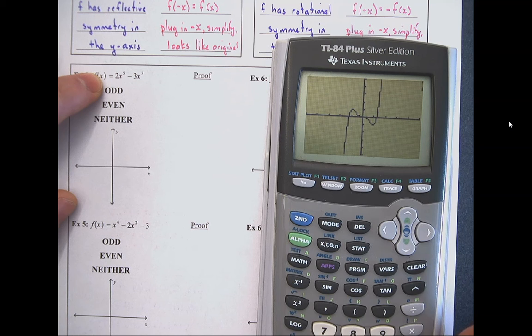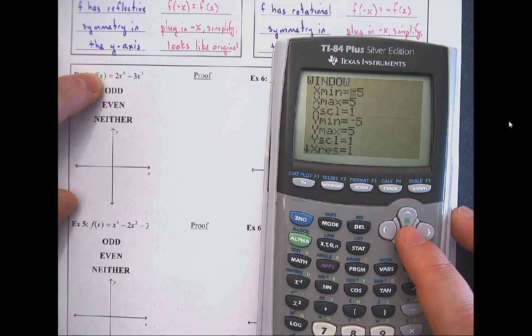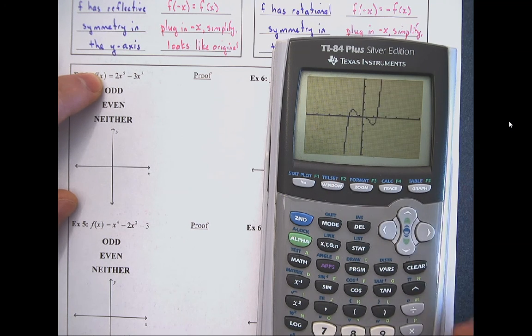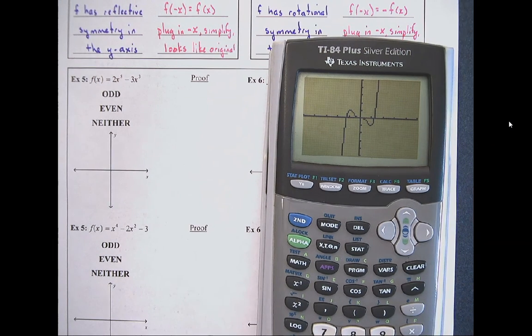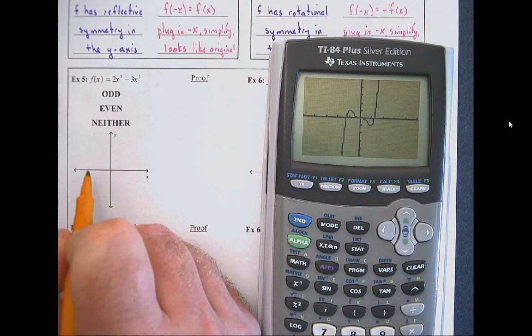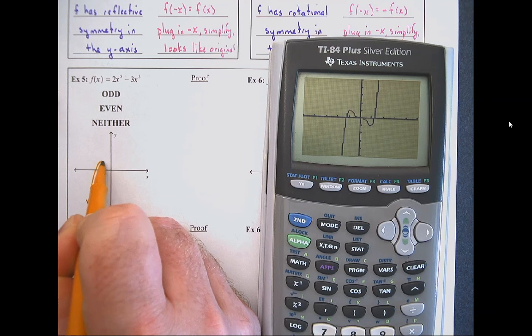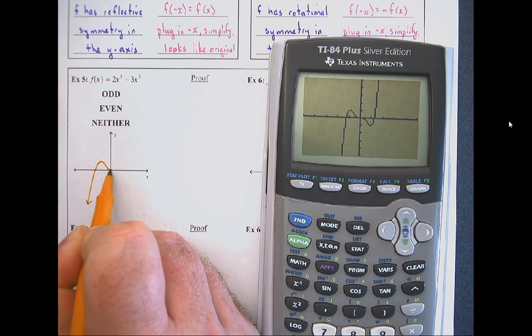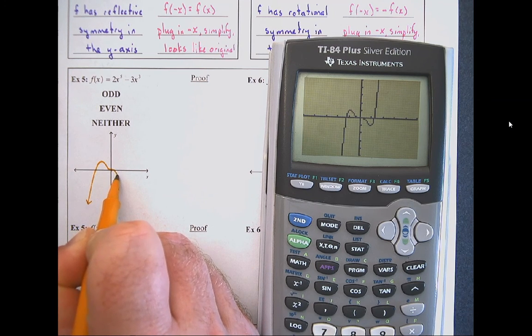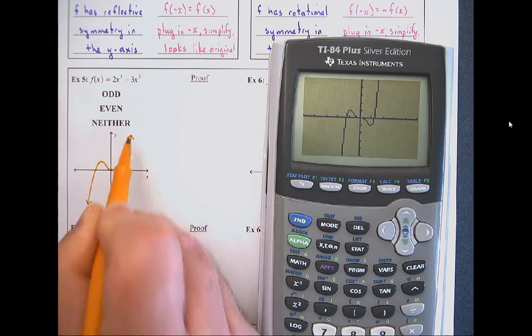Now I have my window at 5s. You can leave your window at 5 or you can make it 10s. We don't need a perfect picture here. We just need a kind of an estimate. So if you're going to do this graphically, make a sketch of your function. Looks like it goes something like this, and then this side looks like it does the same thing.